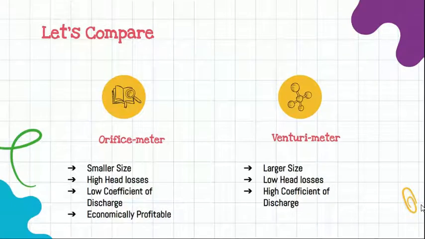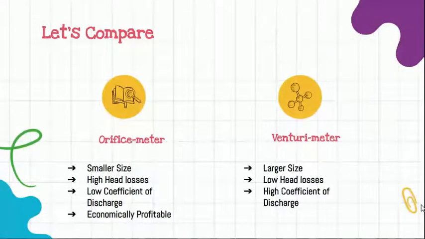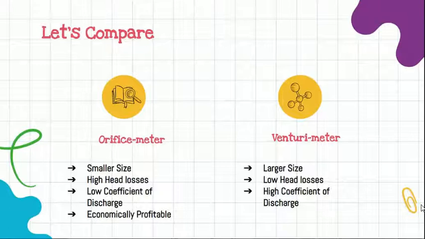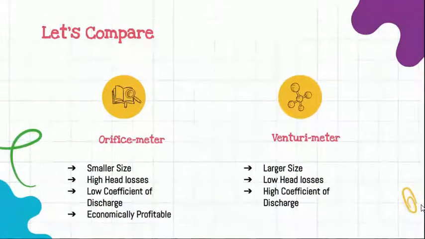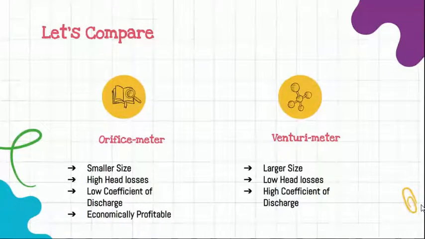Due to that, eddy currents are formed when there is a sudden contraction or a sudden expansion of a fluid. Due to these eddy currents, more mechanical energy is consumed. So we can say high head losses, so it leads to low efficiency. And when compared in the sizes of the instruments, the Venturi meter is larger in size, and the orifice meter is smaller compared to the Venturi meter. And can I go to the last slide, please?